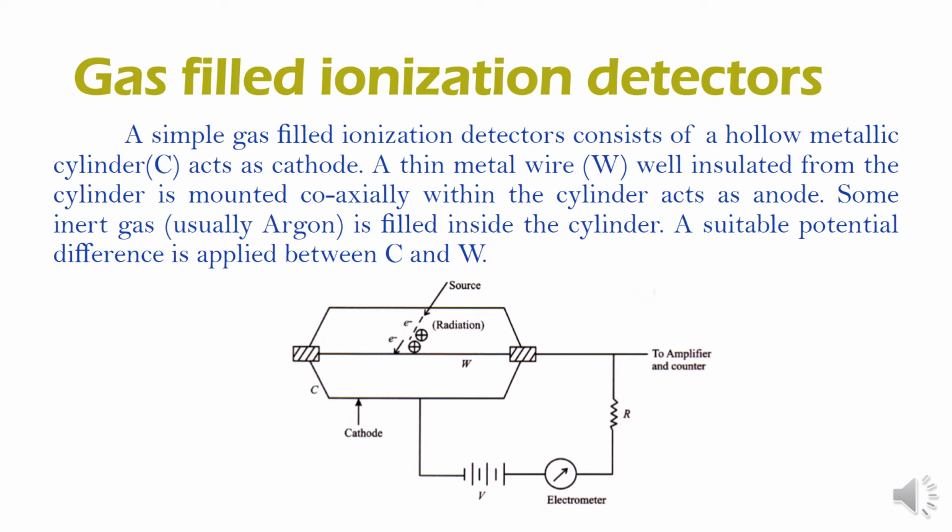Now why does it act as a cathode? Because this cylinder is connected to the negative terminal of the external battery. As a result, this metallic cylinder will act like a cathode.